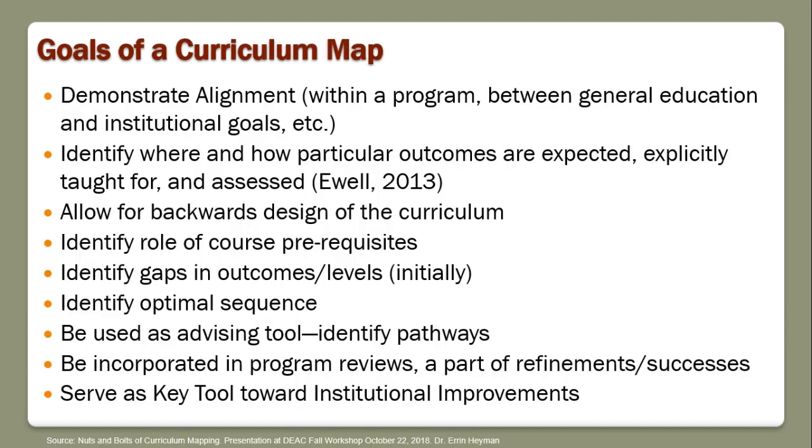So some of the goals of a curriculum map: you need to demonstrate alignment. You also can tie in general education and institutional goals. Show where and how particular outcomes are expected, taught for, and assessed. As I mentioned, you use backward design. If you have course prerequisites, you can do that. I'm providing a simplified model. I generally design for degree completion, where there aren't as many prerequisites, but you can do that in a curriculum map. You can identify gaps in the outcomes.